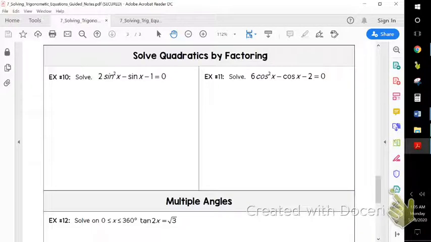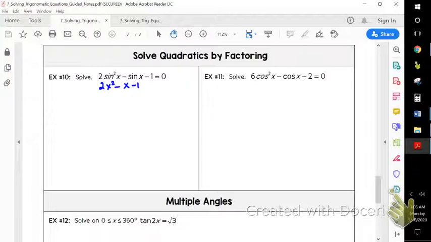5.7 example 10. We're going to solve 2 sine squared of x minus sine of x minus 1 equals 0. And so it's already set up in a trinomial form, right? You've got your squared, your non-squared, and then your one that doesn't have an x. Remember we had said before that if you needed to, you could change this to be like 2x squared minus x minus 1, where x is just sine of x.